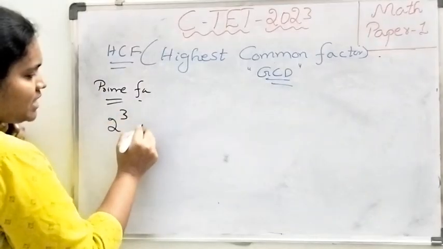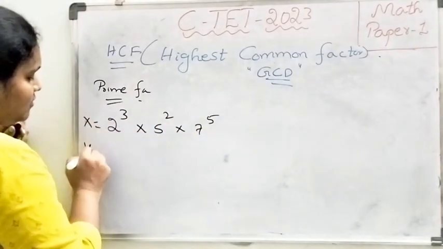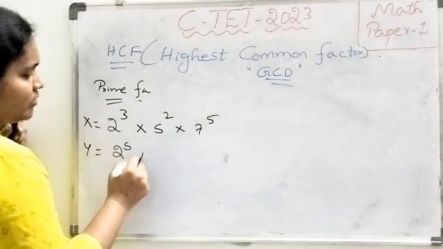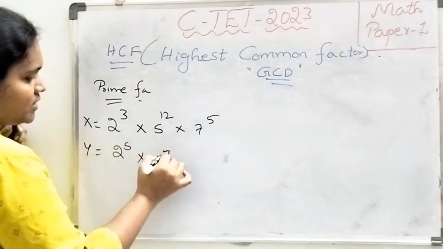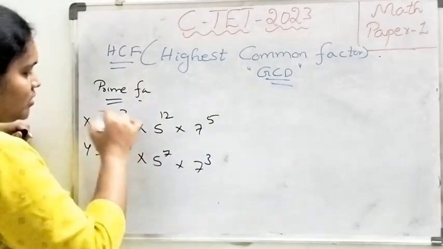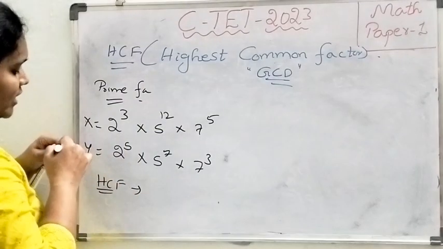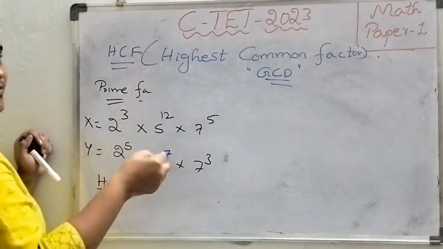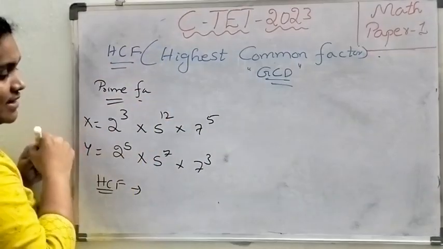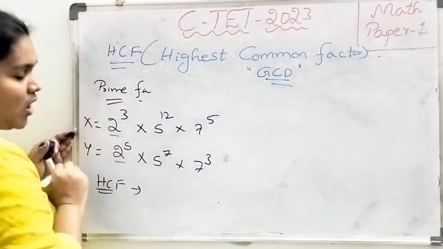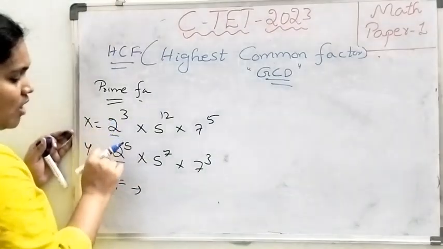Suppose a number x can be expressed as 2 cube, 5 square, 7 power 5, and another number y equals 2 power 5, and so on, with 7 cube. Okay, so how to find the HCF? For LCM, what have we taken? All factors with highest powers. For HCF, what should we take? The opposite of highest, which is least. So we should take the least common powers, the common factors with the least power.